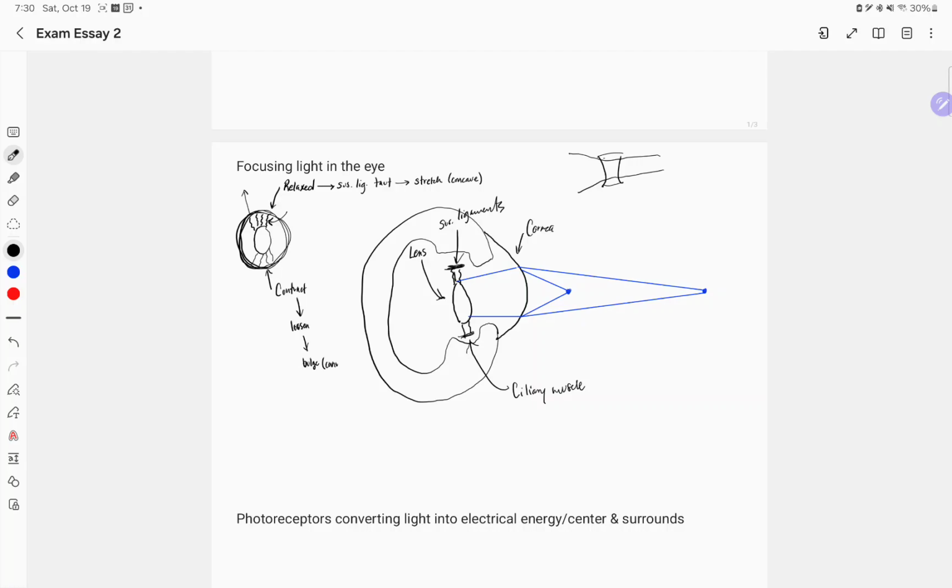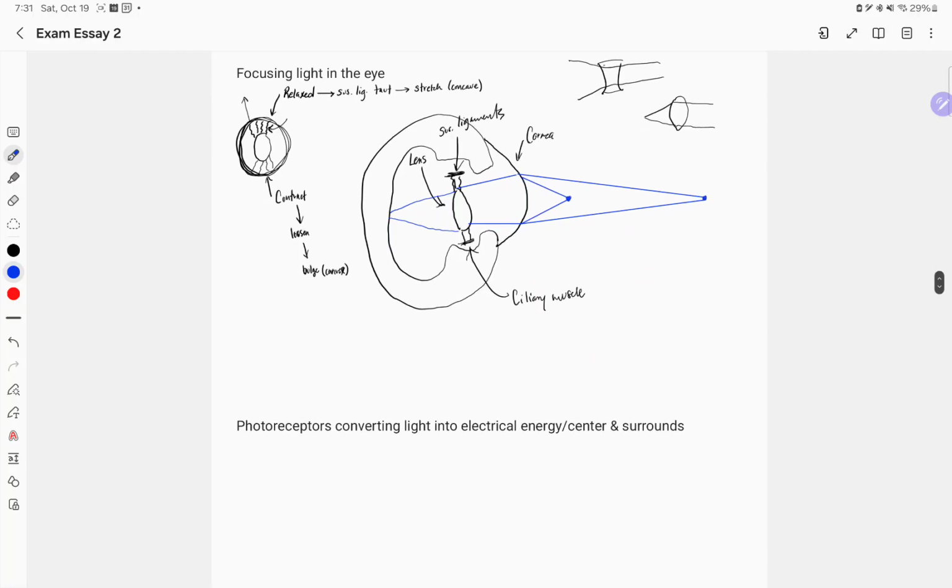So convex. And it's going to look more like this, like an almond almost. And that is going to bend light more. And so that is what we want when we have an object that's closer. So that's focusing light. And then, of course, you have your light that will come back here to the retina and will hit photoreceptors. And that's what we're going to talk about next.